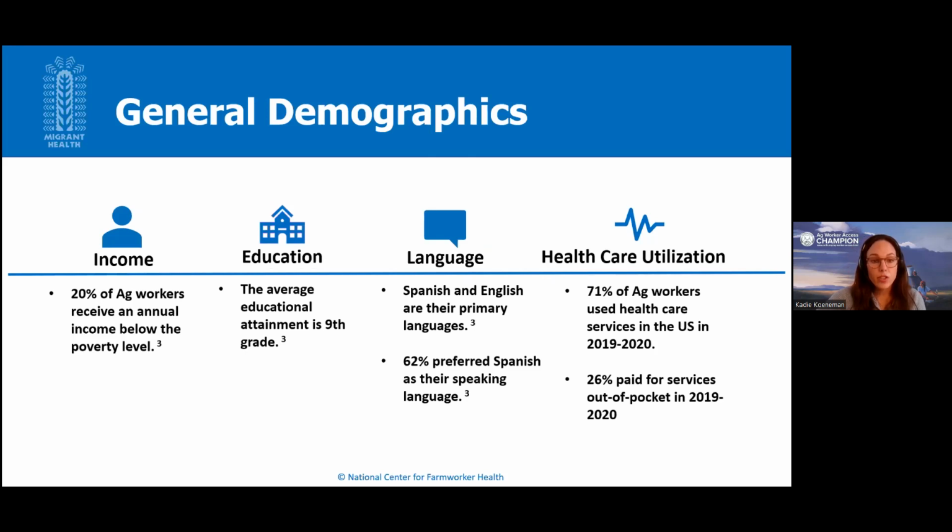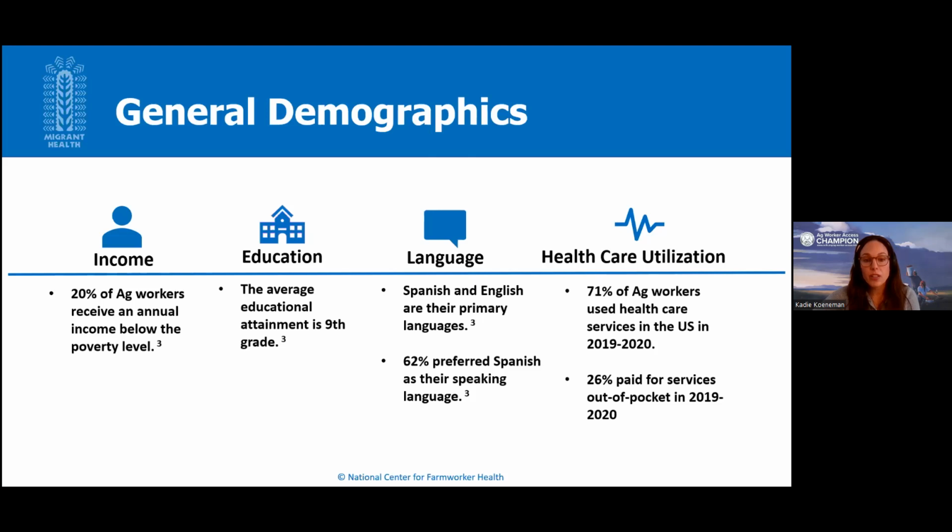Looking at language, Spanish and English are the primary spoken languages within this population. 62% of agricultural workers report preferring Spanish as their speaking language, and 27% prefer English. Among workers born in Mexico or Central America, nearly all reported that Spanish was their primary language at 93%. And although Spanish and English are the primary languages for this population, we know that there are other languages spoken among agricultural workers, including indigenous languages and Haitian Creole.